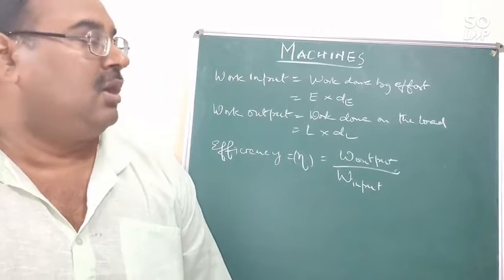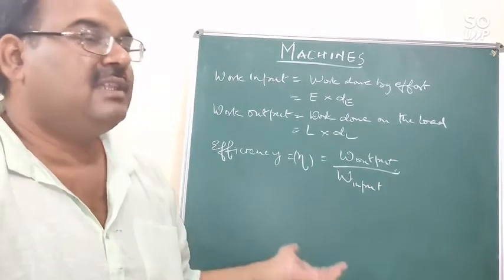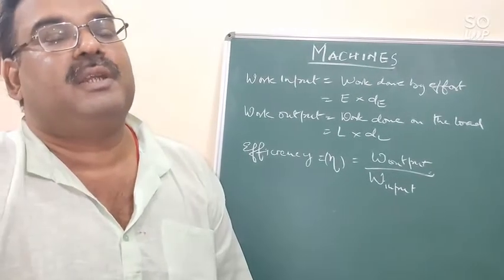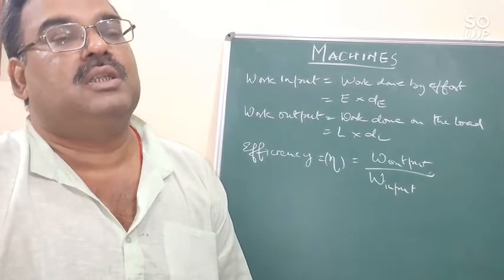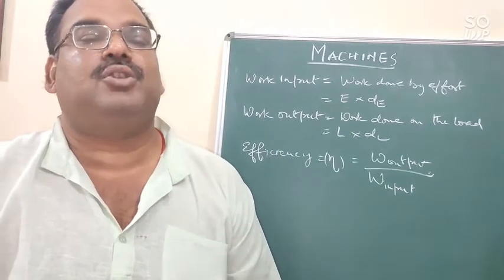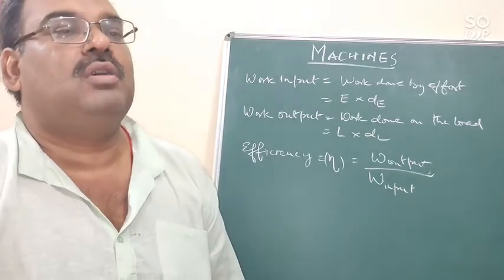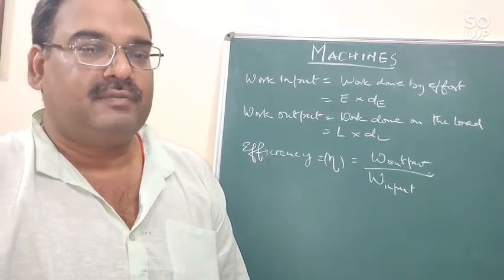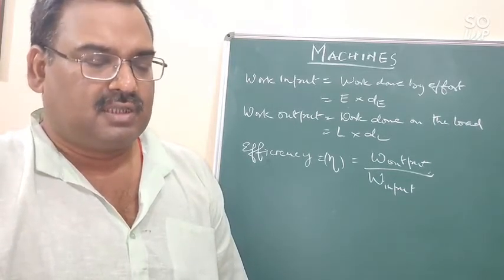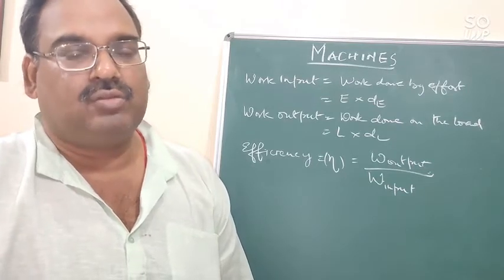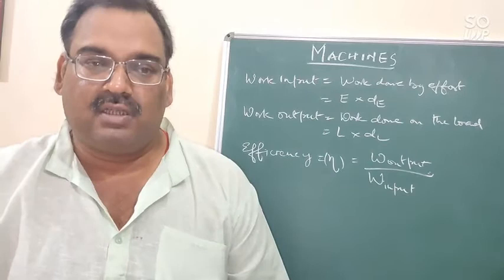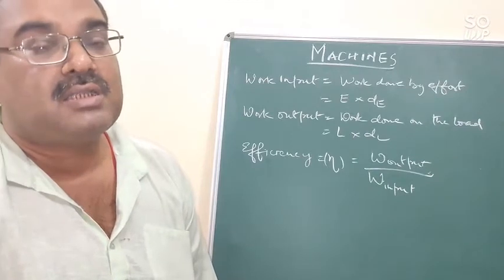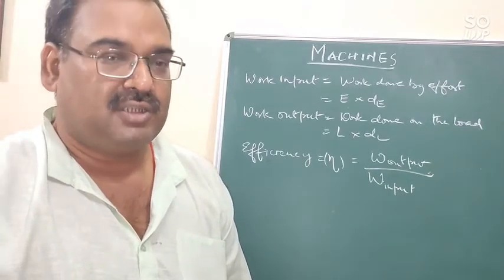Clear? Now, every machine's efficiency determines the work output with respect to the work input done on the machine. No machine in a practical situation can have efficiency equal to 100%. No machine can be 100% efficient. That is the condition only in the ideal case where there is no friction between the parts of the machine, the parts have got no mass and they are completely rigid.